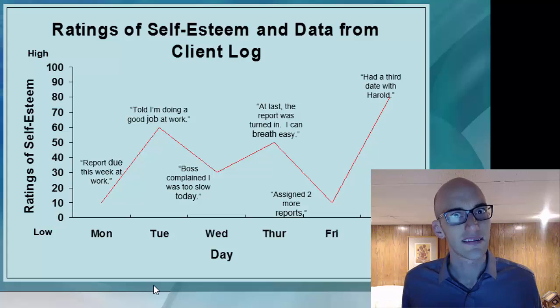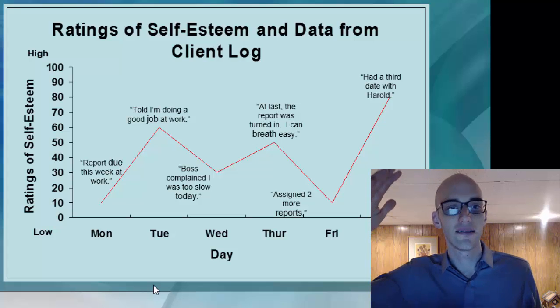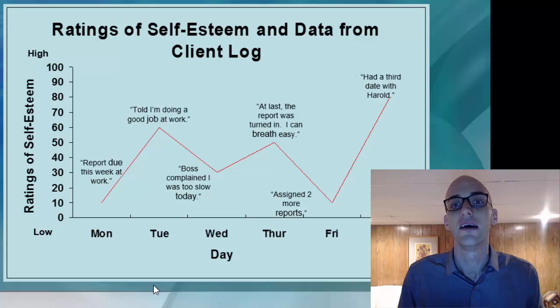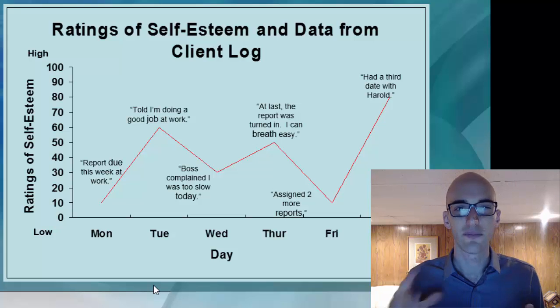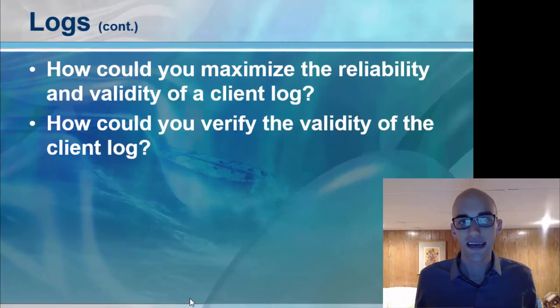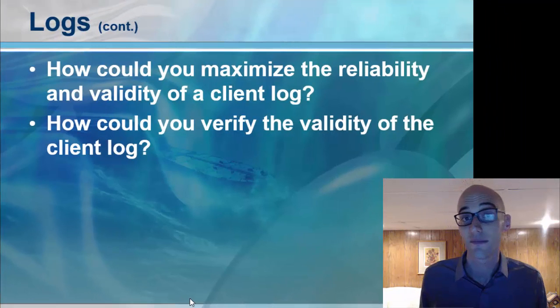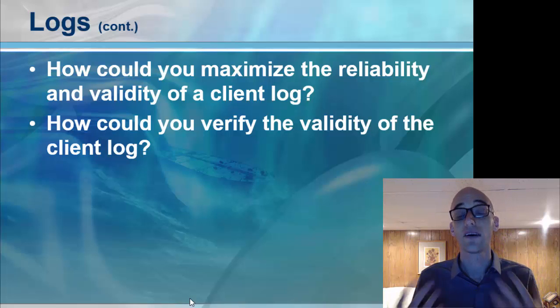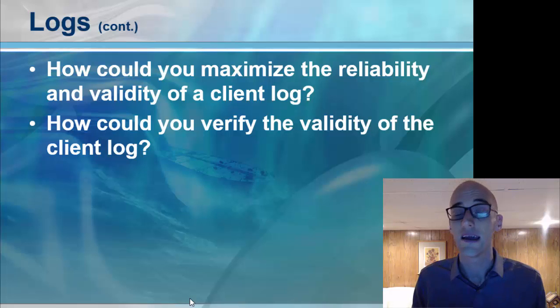So what if your meeting with this client was on Wednesday and you saw that their self-esteem dropped? You might think it was just something to do with you, but really it was something about their boss. So that's where logs can be really helpful to put some context and some language to the numbers. Just like individualized rating skills or behavioral observation, logs are a little bit less valid and reliable than standardized measures. But how could you go about maximizing the reliability of a client log?